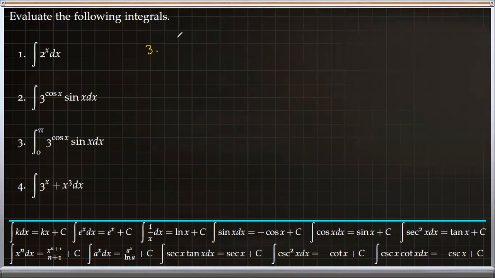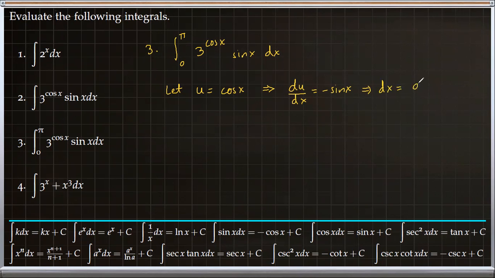Third one, here we have the same function, but we have limits. So this is a definite integral. We have 3 to cosine x times sine x dx. So we again start by letting u be cosine x. So we want to express dx in terms of du. To do that, we find the derivative of u, which comes out to be negative sine x. Then this implies dx equals du over negative sine x.